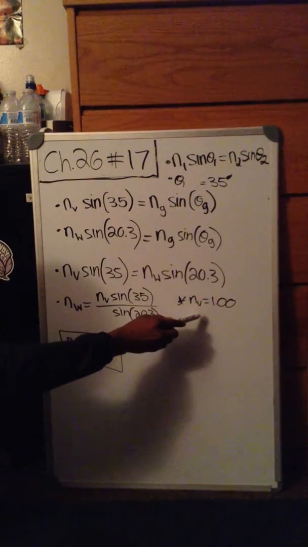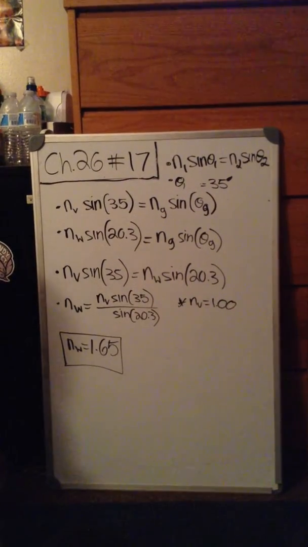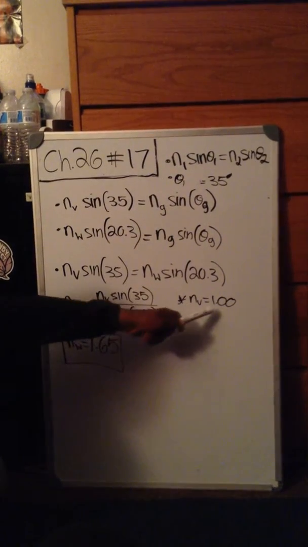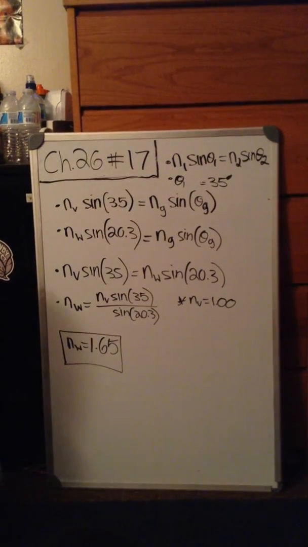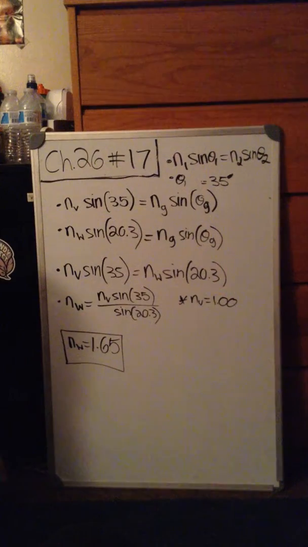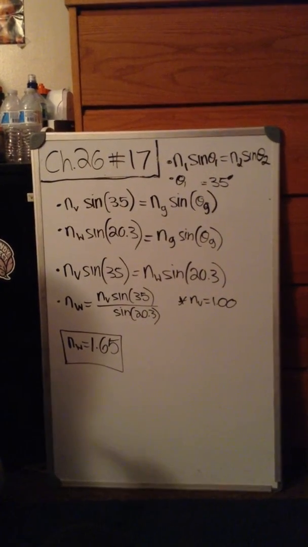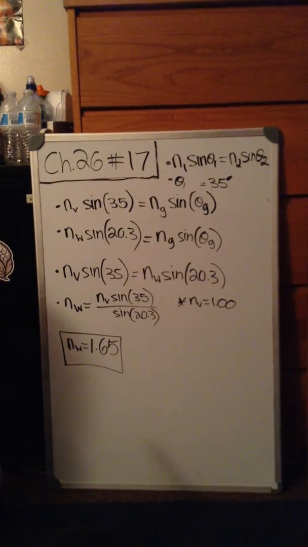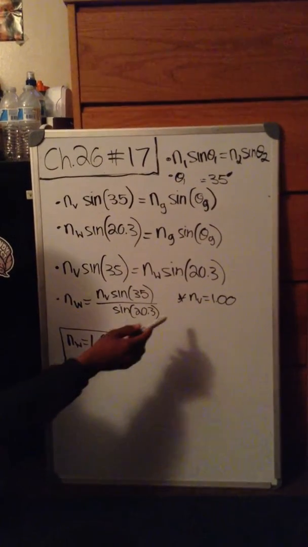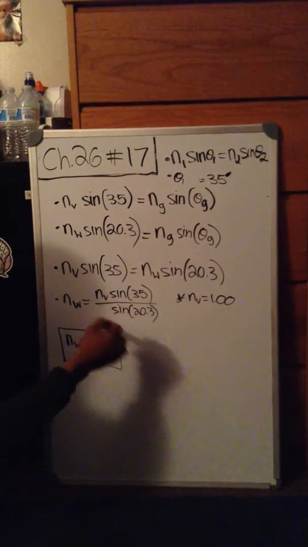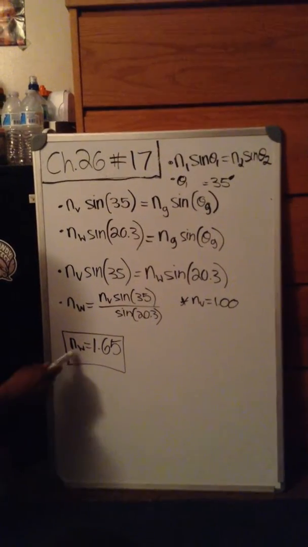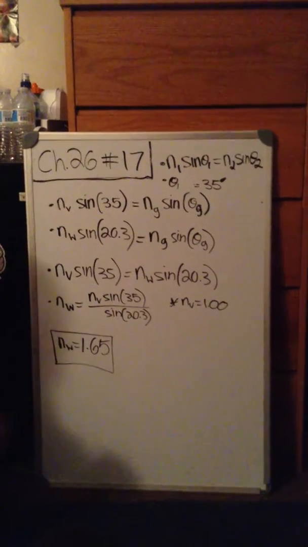And I have an asterisk here because this will remind us that the index of refraction in a vacuum is 1.00. And that's something that we should know or can determine based upon the chart in the beginning of the chapter. But basically, once you get to this point, it's a simple plug and chug, and for your index of refraction of the water, you retain a value of 1.65.